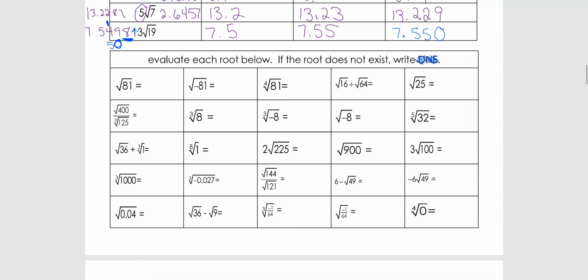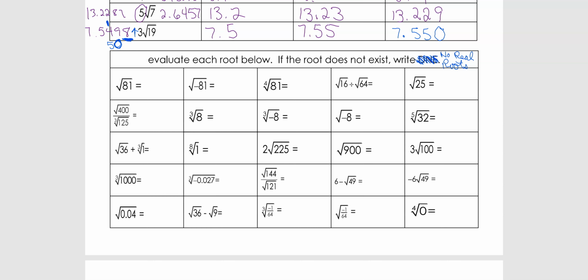Right, so let's put no real roots. And that's the same as when we say no real solutions. Okay, so it means that the answer is not a real number.